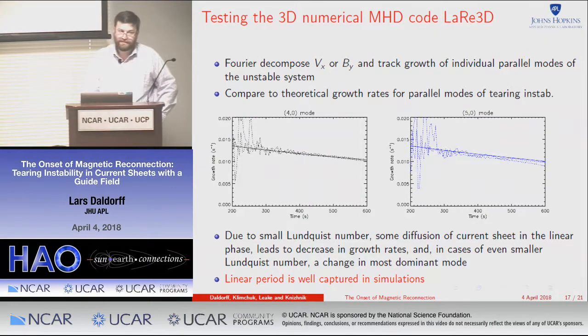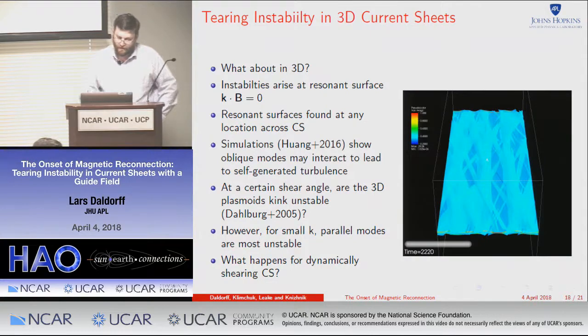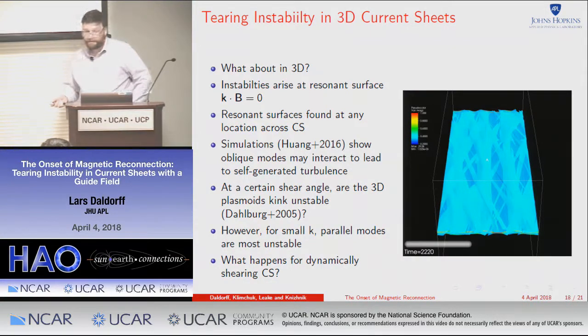So this is capturing the linear part of the growth, and that is what we can match with theory. After that, it's very hard to match up with theory because the dynamics of the current sheet is so much stronger. So there's no good theory for it. So if you come back to the 3D case, here is a 3D current sheet. So what is the difference? The main difference is K dot B equals 0, or the oblique modes.